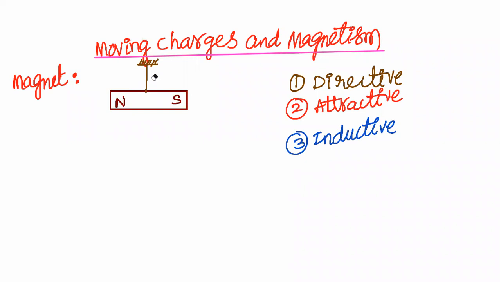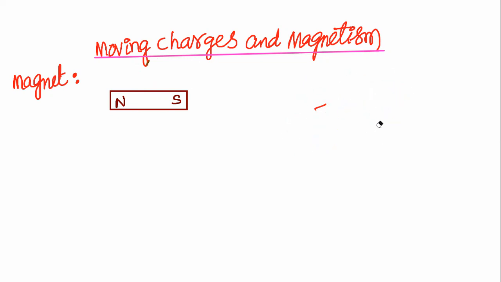So then, whenever we take a magnet, the length of the magnet is taken as 2L. What is the length of the magnet? The separation between the two poles of the magnet is called the length of the magnet. Geometrical length means the actual physical length of the magnet, which is capital L. 2L is called the length of the magnet.